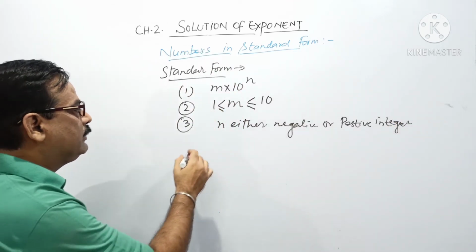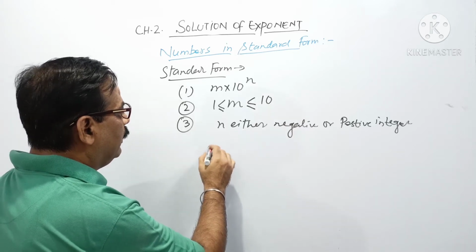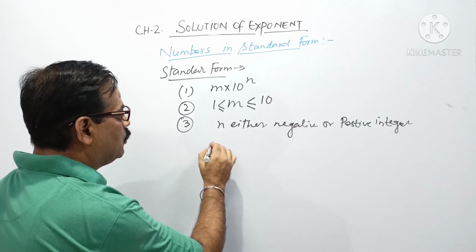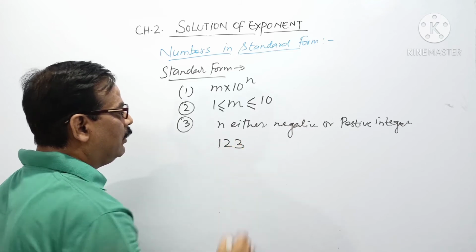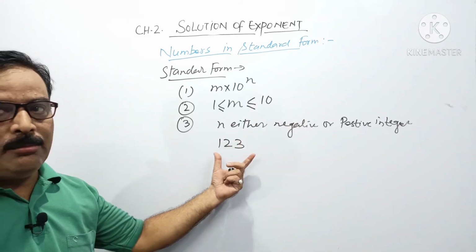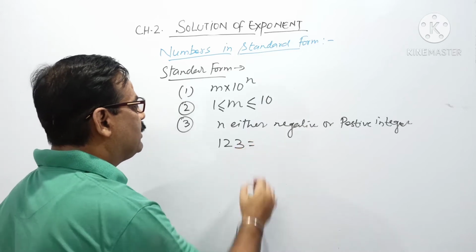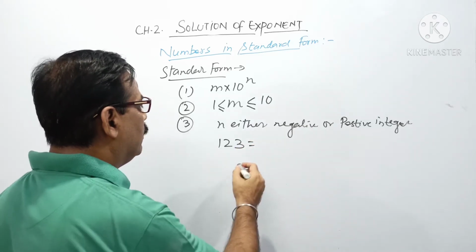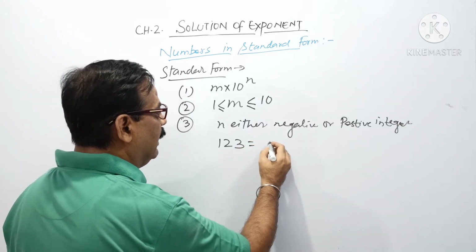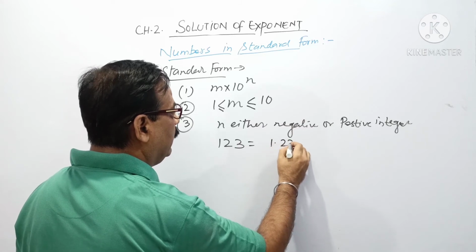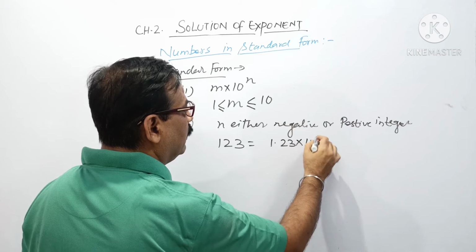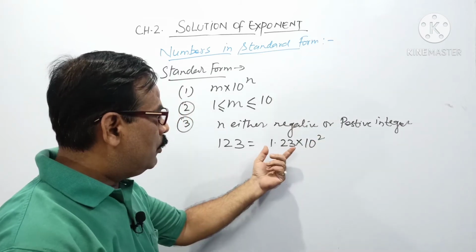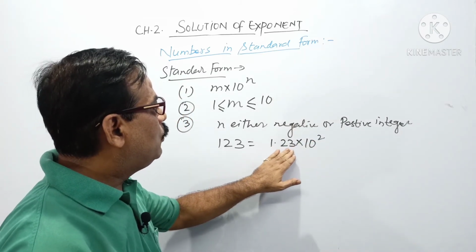Suppose here is an example. Suppose 1, 2, 3 is a given number, and we have to form the standard form of this number. So we can write it as 1.23 into 10 to the power 2. Why are we writing it as 1.23?